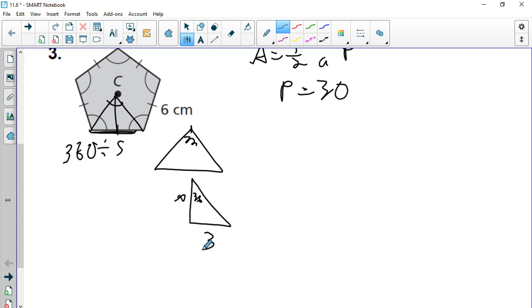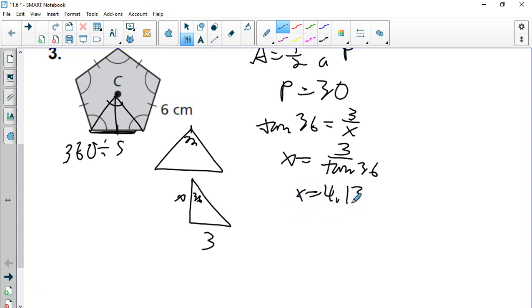Now I'm trying to find the adjacent side. I have the opposite side, so that's tangent. Tangent of 36 is opposite over adjacent. TOA. So therefore, I'm going to switch places. X equals 3 divided by tan of 36. And I just type that in my calculator. Make sure you're on degrees, not radians on your calculator. And I get about 4.13.